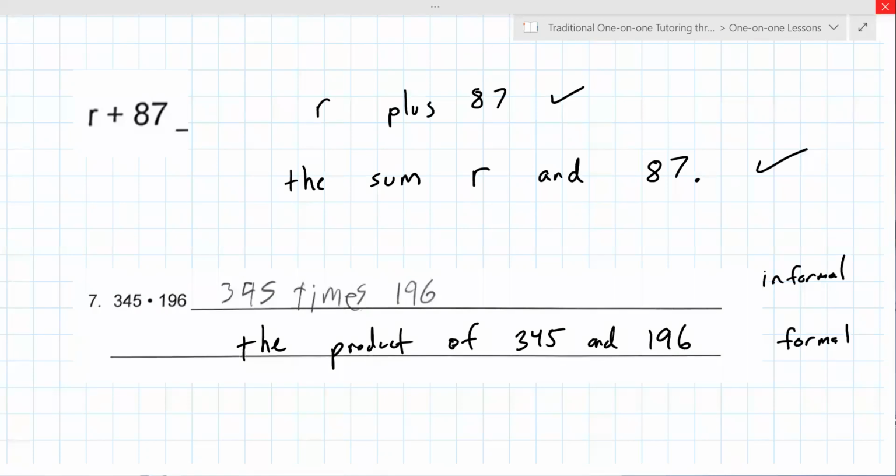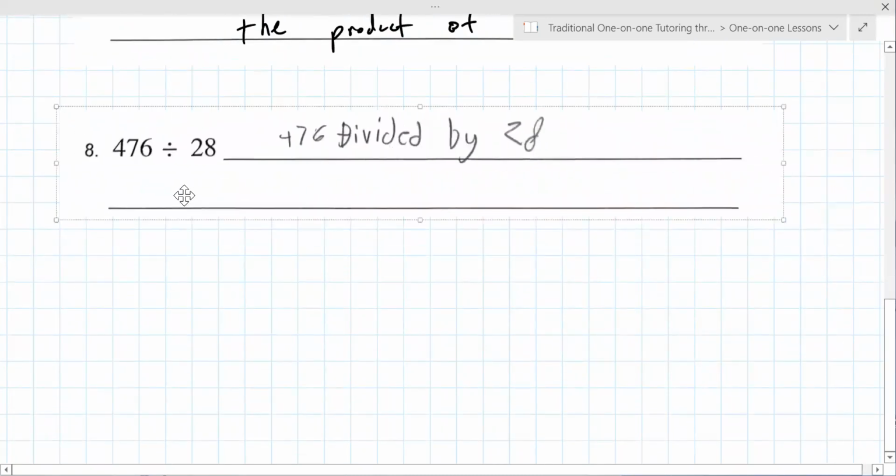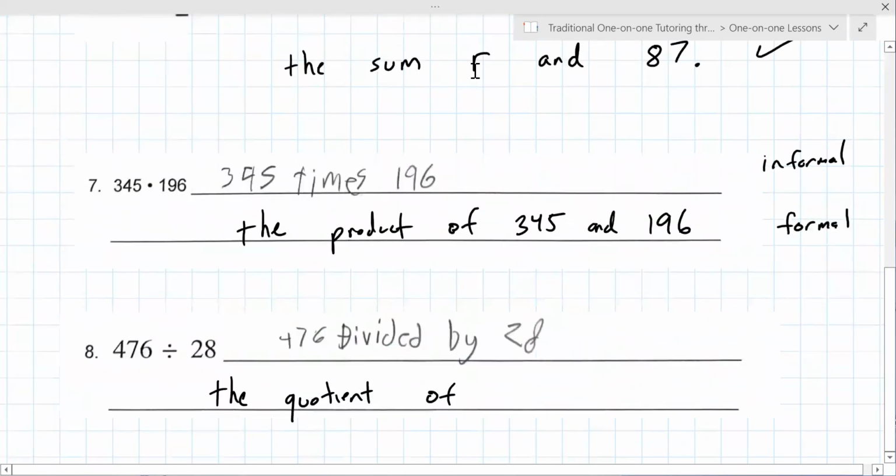All right, so for division, do you remember the other word for division? It's okay if you don't. The quotient of. Yeah. So notice how they're all the blank of: the sum of, the product of. You could even have one for the difference of. Okay. 476 and 28.